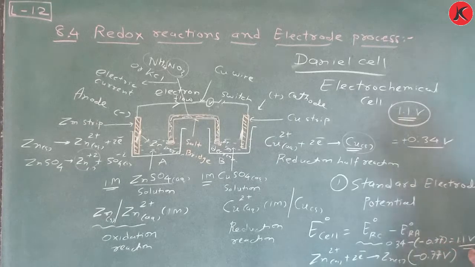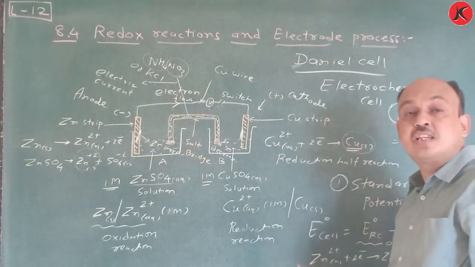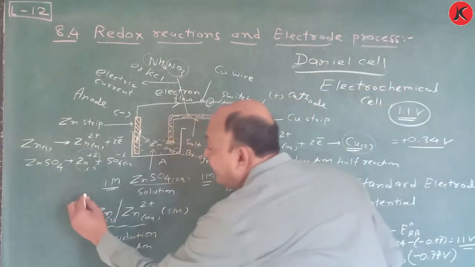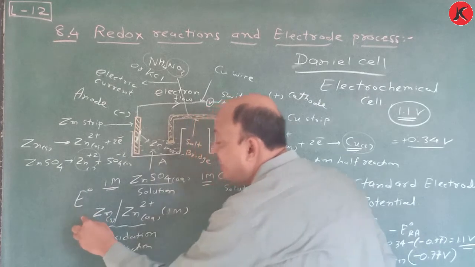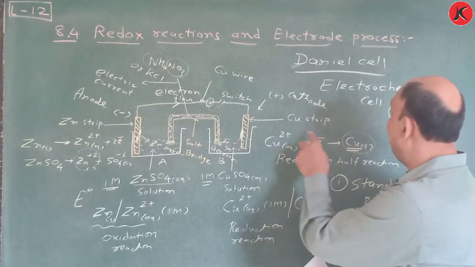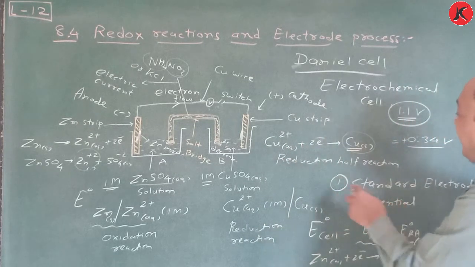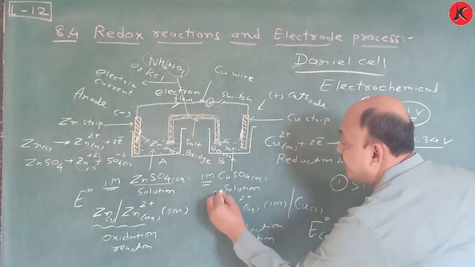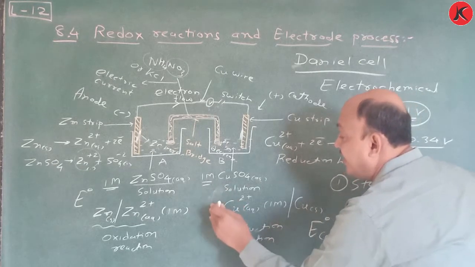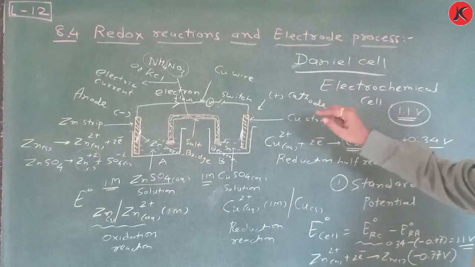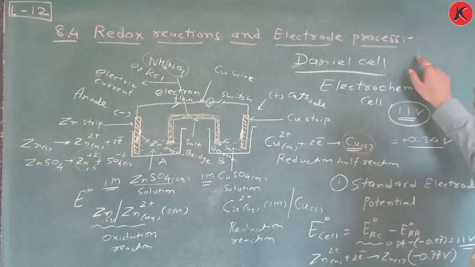So 1.1 volt. Whatever the oxidation, suppose we write here E0, then this is considered as standard oxidation potential, and if we write this way, Cu plus 2, then it is considered as reduction potential. So according to that, we complete this topic according to the electrode process.